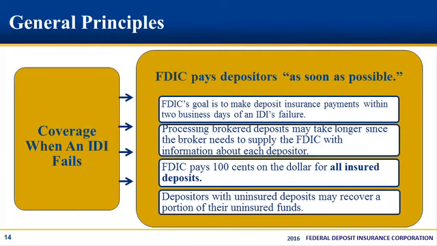If the funds were placed by a deposit broker, it may take a bit longer to complete these payments, since the broker must first provide documentation to the FDIC indicating the owner of the funds and each owner's interest in the deposit. Once the insurance determination is complete, the FDIC does pay 100 cents on the dollar for all insured deposits. If a depositor has uninsured funds, typically they will recover a portion of their uninsured funds as the FDIC liquidates the failed bank assets.